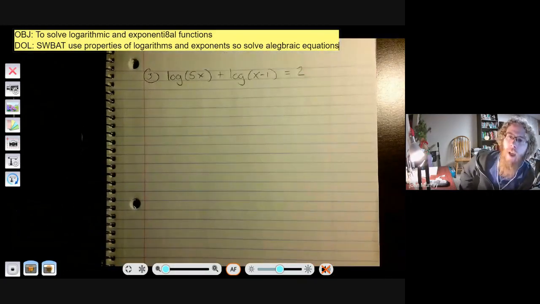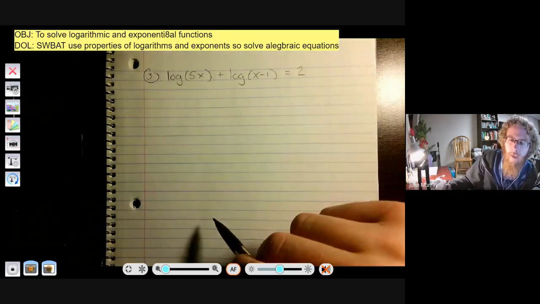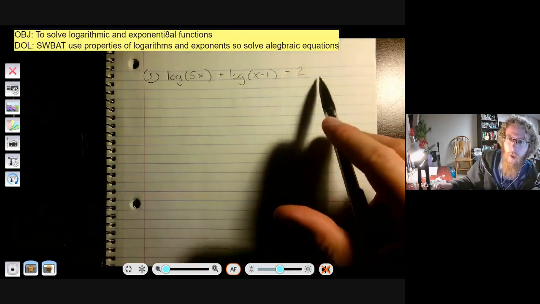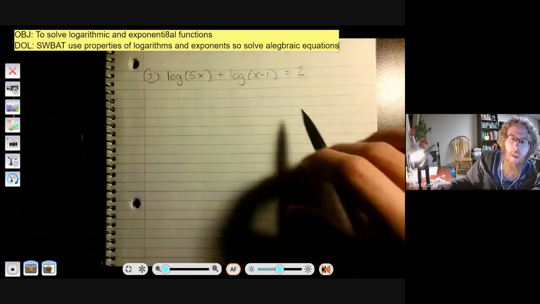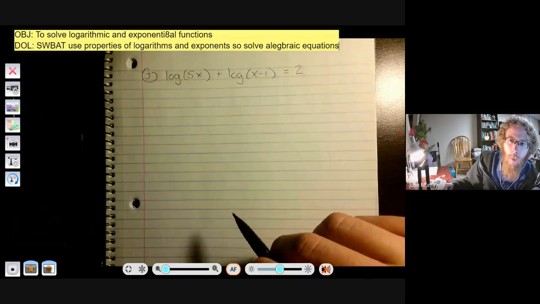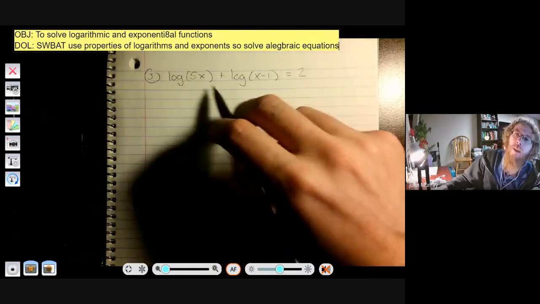All right, so here we have log of 5x plus log of (x minus 1) equals 2. So this is the other instance in solving with logarithms, because we don't have a logarithm on our right side. If I had a logarithm on the right side, then I could just worry about what's inside, right? We would combine and then just focus on what's in the parentheses. But over here, there is no logarithm.